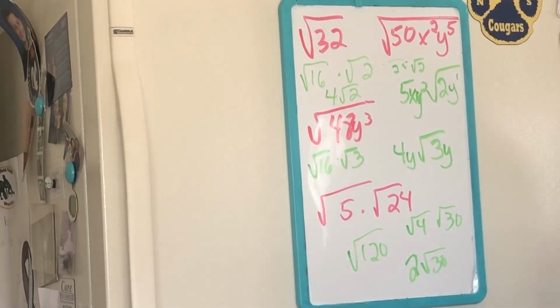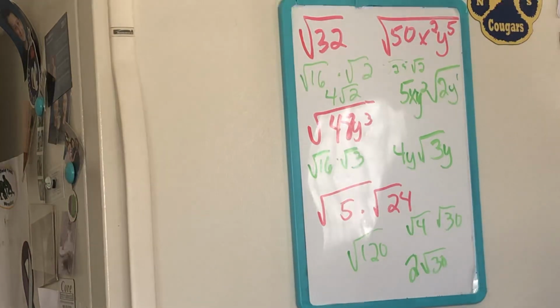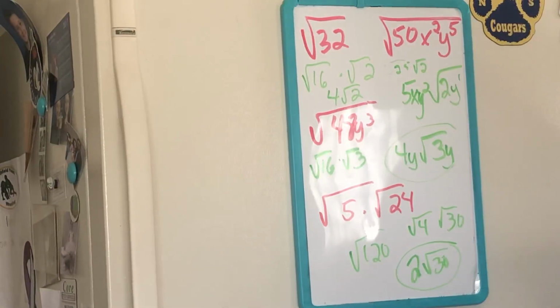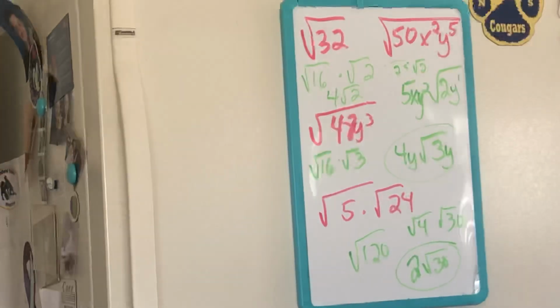Can I divide 30 by any of the perfect squares? Perfect squares are 25, no. 16, no. 9, no. 4, no. So that means I'm done. 2 radical 30.